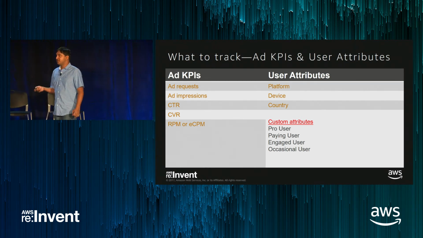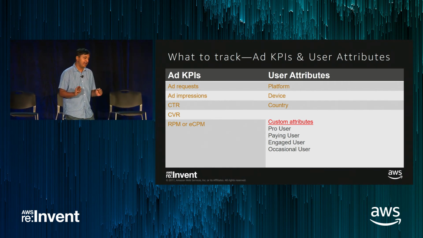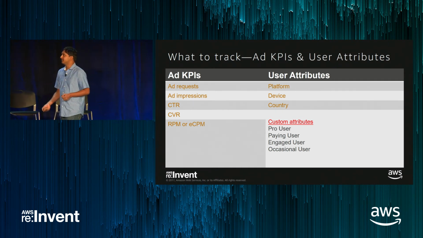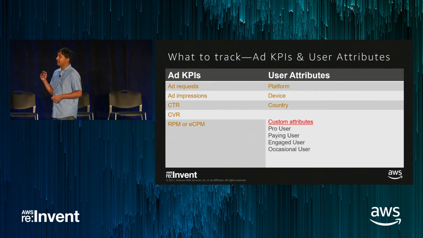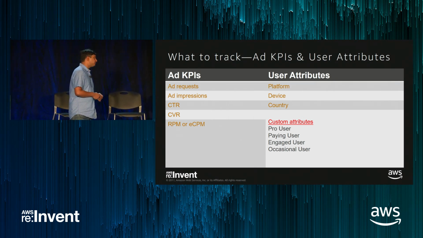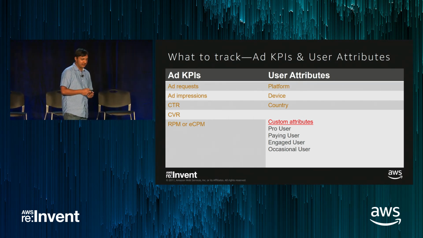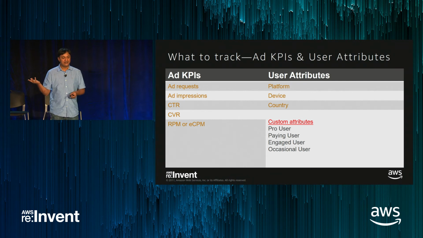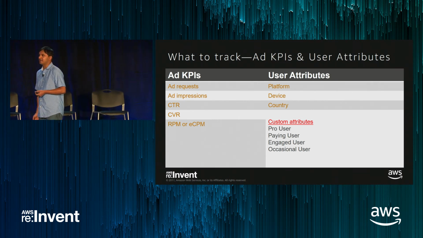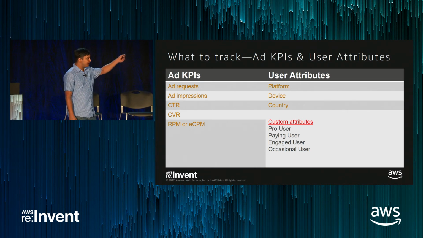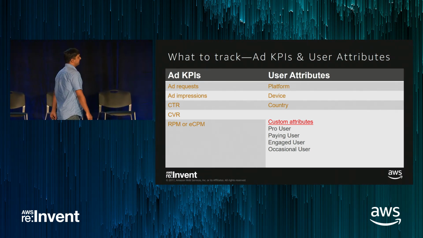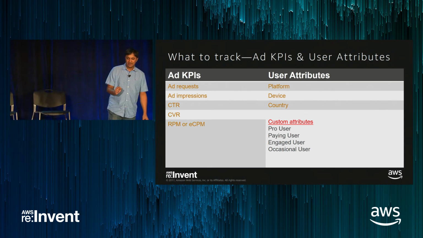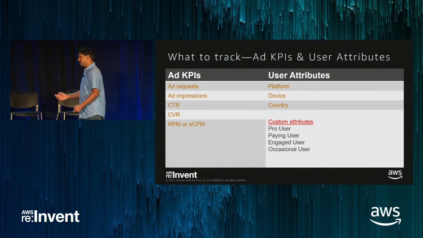Then on the other hand, you're tracking user attributes. Now, if you use Pinpoint to capture these analytics, you get a lot of these attributes out of the box. Things like the platform, the version of the platform, the device model, country or locale. You don't have to worry about capturing that information. And then you have these custom attributes. I've just given some examples there. As app developers, I'm sure you have many more ideas of what custom attributes you want to track. We're going to use these examples in the discussion that follows as well. So for now, I'm just capturing attributes like pro user, paying user, engaged user, and occasional user.